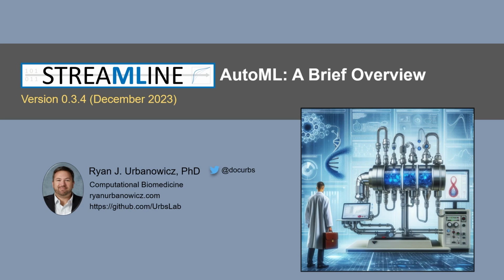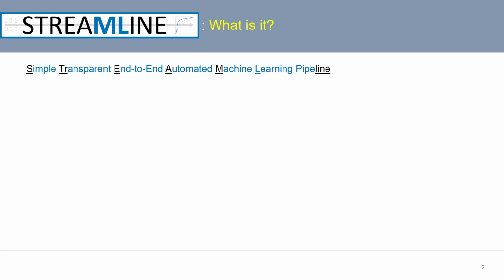Welcome. This video will present a brief introduction and overview of STREAMLINE, an open-source automated machine learning tool developed by the URBS-Lab. First off, STREAMLINE stands for Simple, Transparent, End-to-End Automated Machine Learning Pipeline.